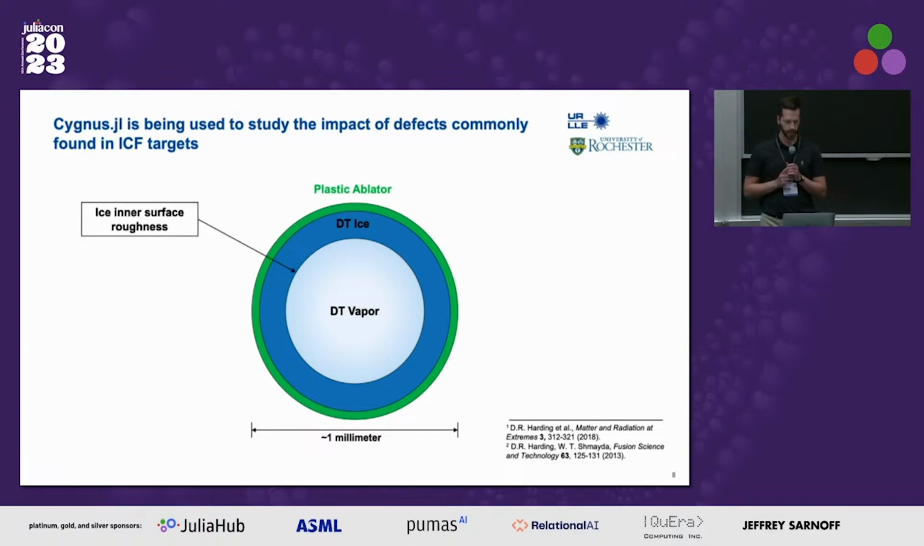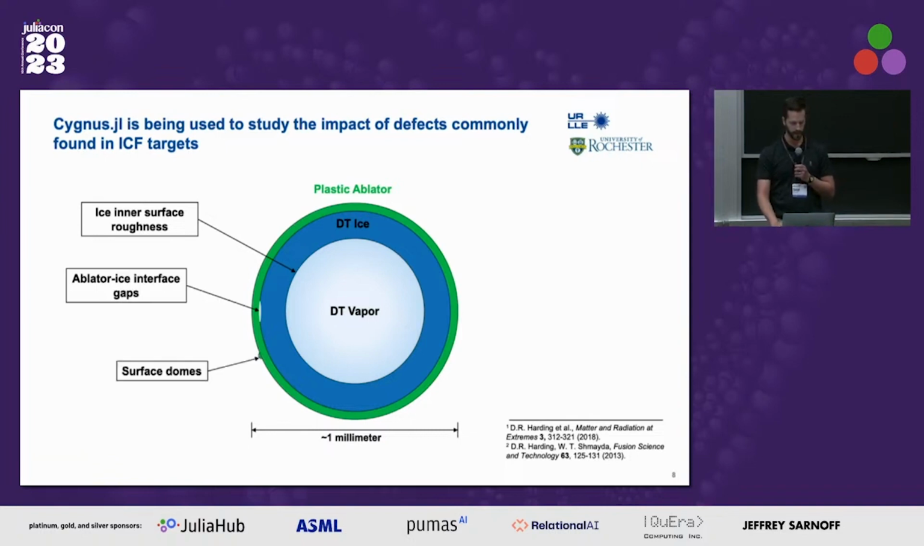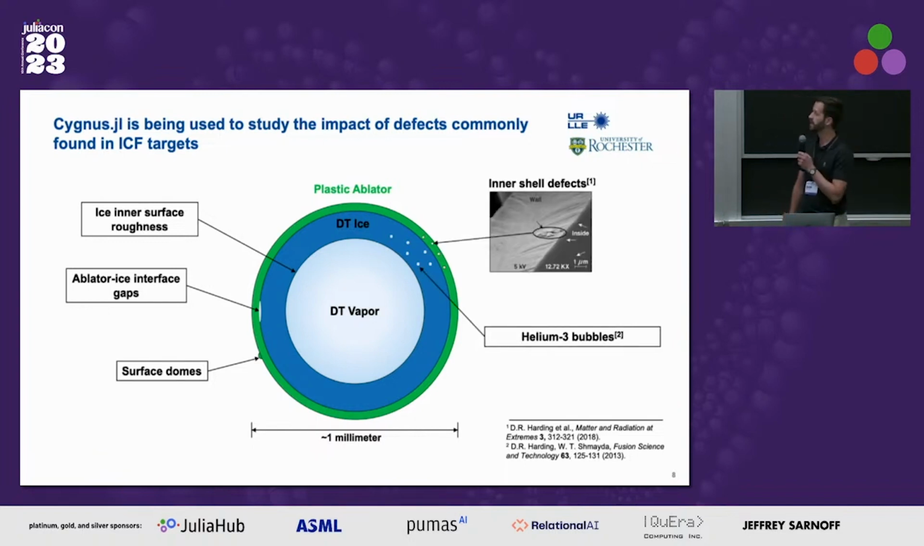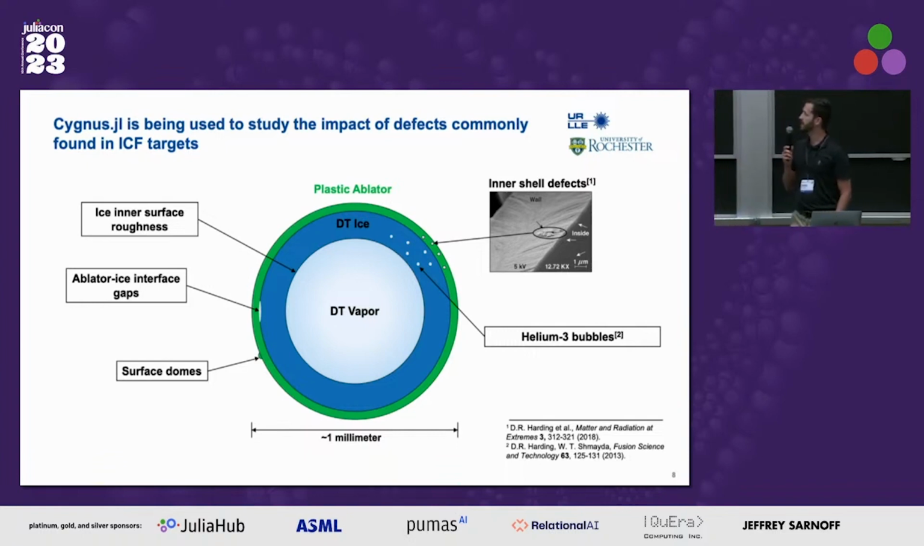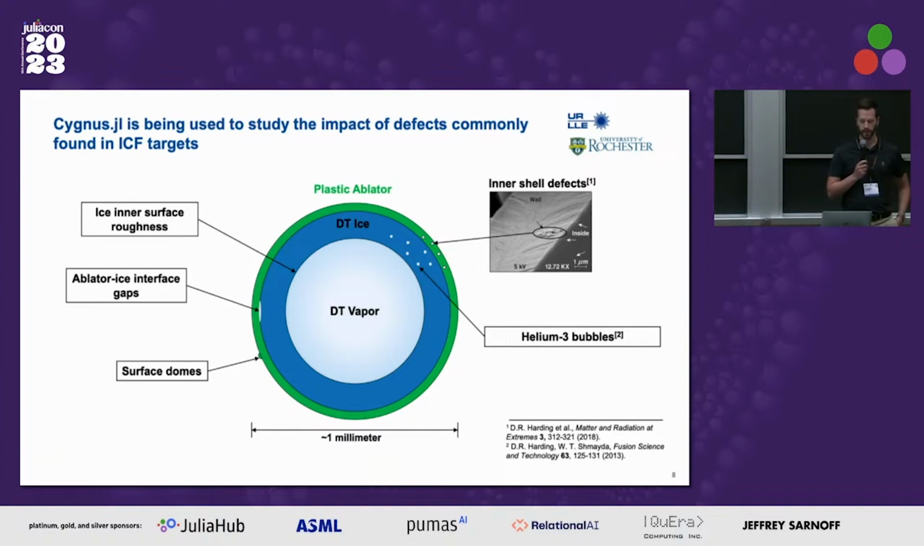Some of the things we have to worry about: there is ice inner surface roughness. We have gaps between these interfaces. We have defects on the outside like surface domes. We have bubbles inside the ice, and we also have defects inside the shell. This is an example of a shell that has been cut apart, and you can see a slight defect on the inside. The reason these are important is because they cause our implosions to become less uniform. Anything that's wrong with the target will get amplified and degrade any potential yield at the end.